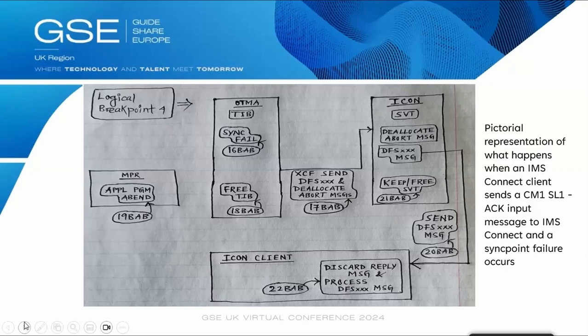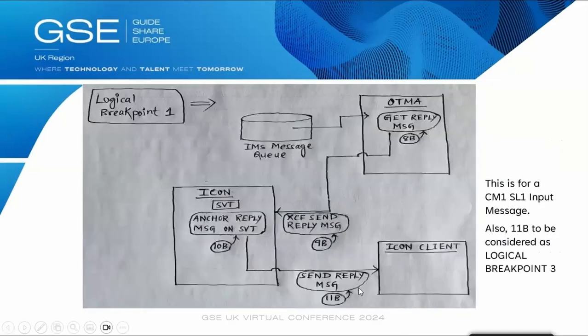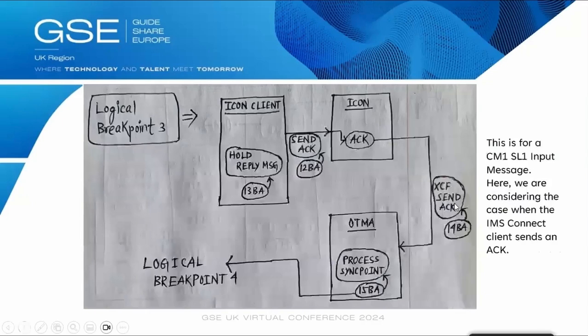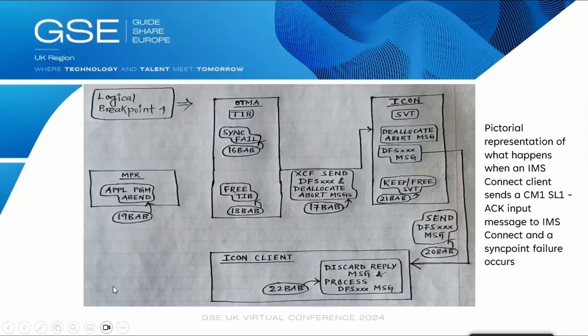Right, now we'll go back to logical breakpoint 3. Remember over here, logical breakpoint 3, and I had said that, for logical breakpoint 3, 2 situations were possible, right? IMS Connect client either sends an ACK message or a NACK message. So for the last 2 slides, we just considered the ACK message scenario. So CM1 SL1 ACK, sync point completing successfully. CM1 SL1 ACK, sync point failure occurs.